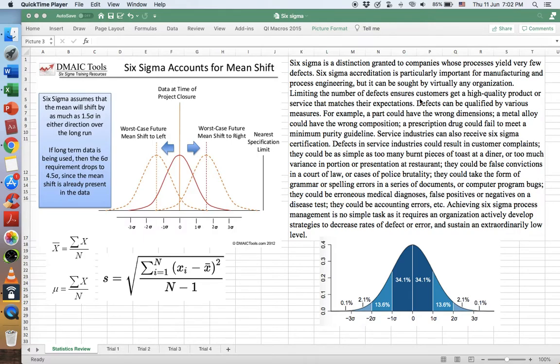Limiting the number of defects ensures customers get a high-quality product or service that matches their expectation. Defects can be qualified by various measures. For example, a part could have the wrong dimensions, a metal alloy could have the wrong composition, a prescription drug could fail to meet a minimum purity guideline. Service industries can also receive Six Sigma certification. Defects in service industries could result in customer complaints.